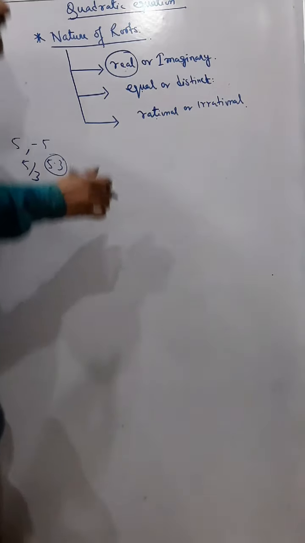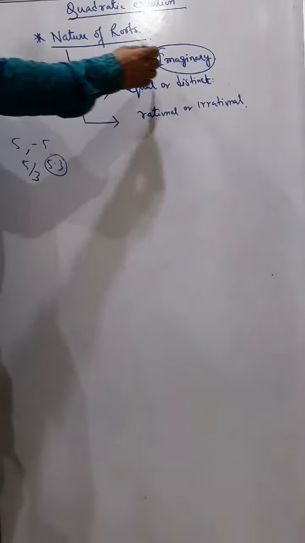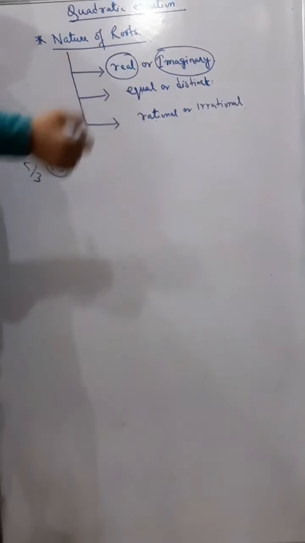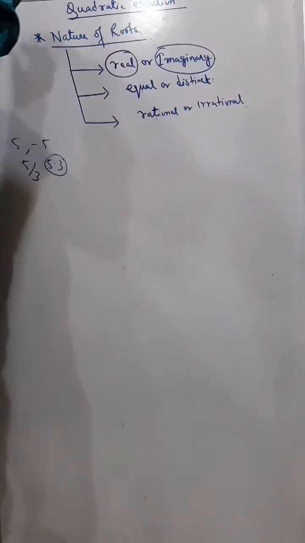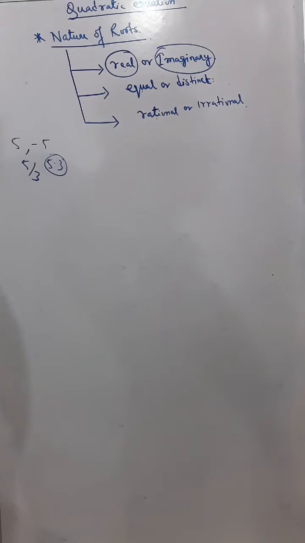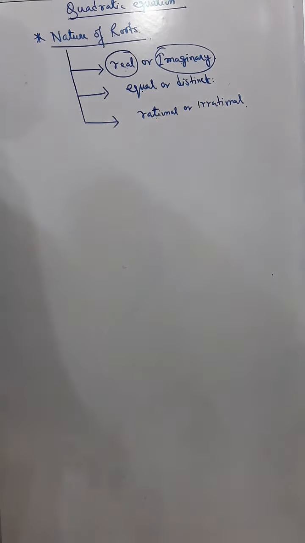But there is a type of number called an imaginary number. The depth of this imaginary number is out of your scope. You will learn it in class 11 in a chapter called complex numbers. There you will learn more about imaginary numbers. But still, let me explain something about them. What is an imaginary number?